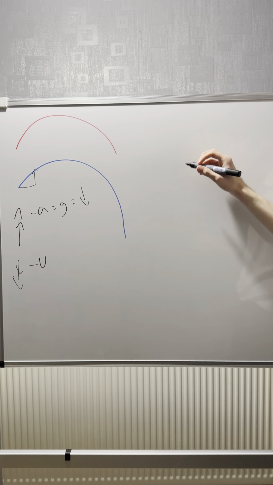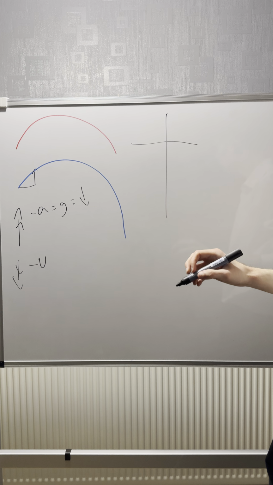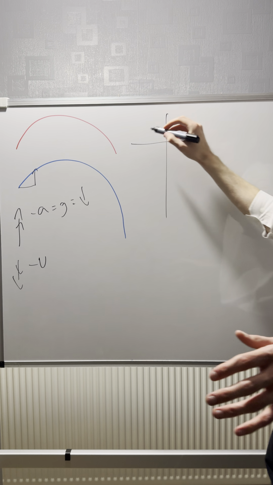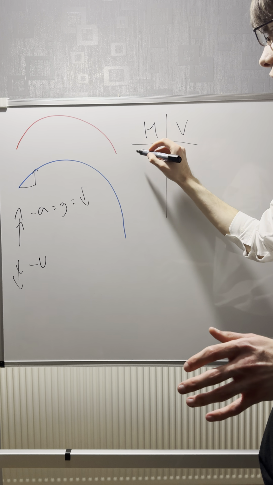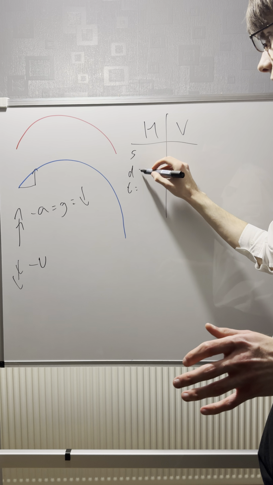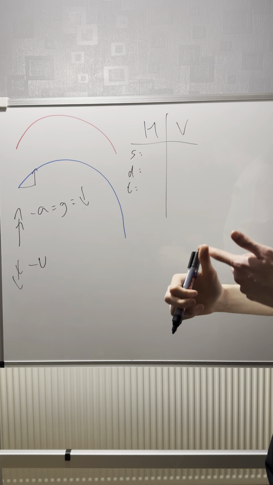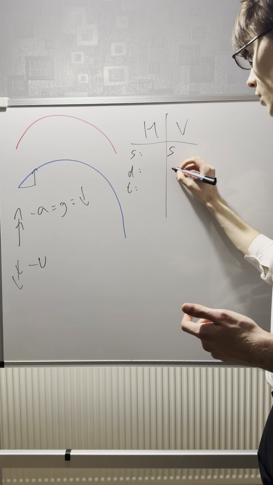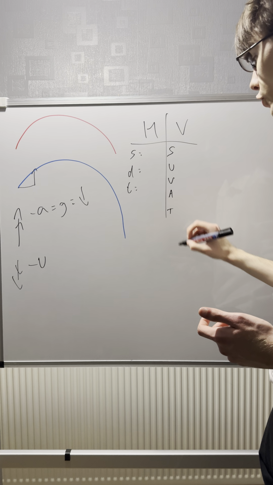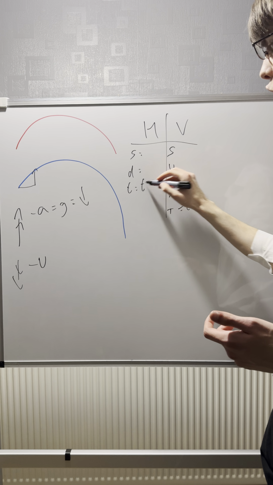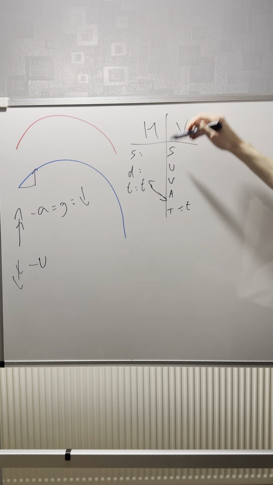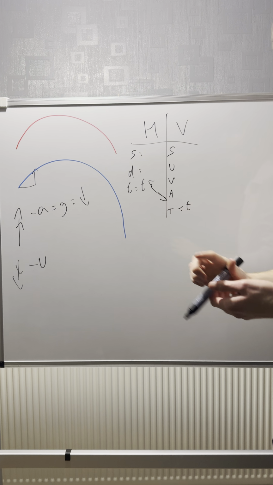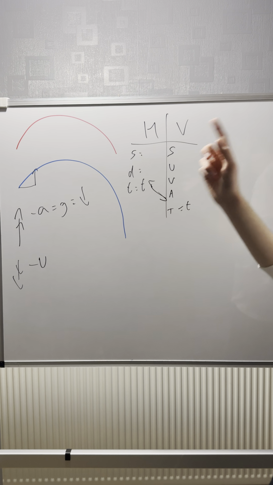Next thing you're always going to do is make a table. Every single time you do this, you will not fail. Make a table, horizontal, vertical. Horizontal is speed, distance, and time. Fill it out. What do you know? What do you not know? For vertical, suvat. Always remember, the only thing that crosses that line is time. Everything else is different. These two S's are not the same.